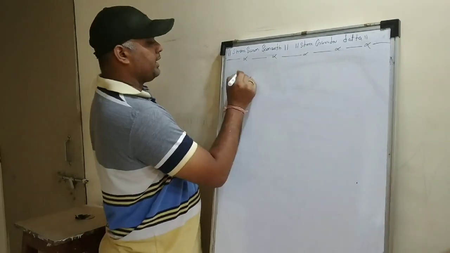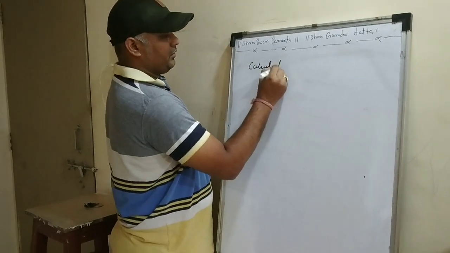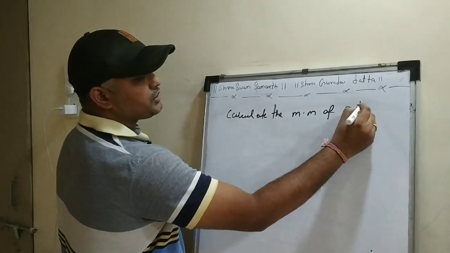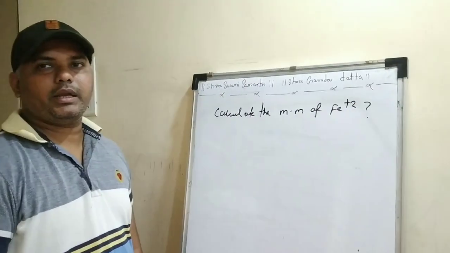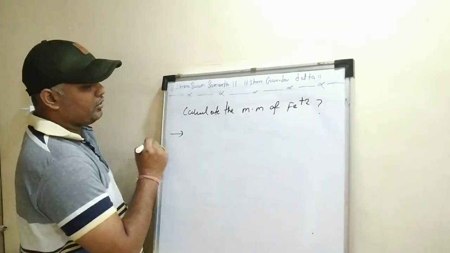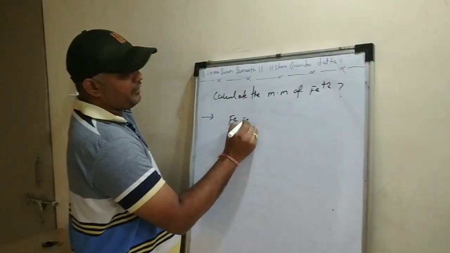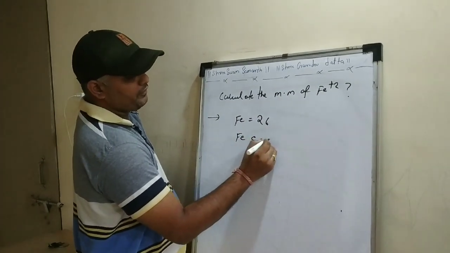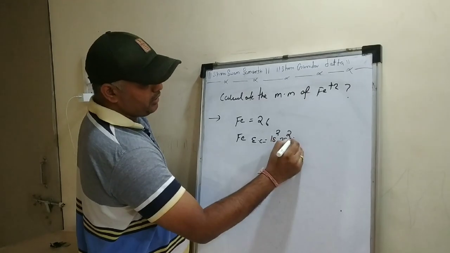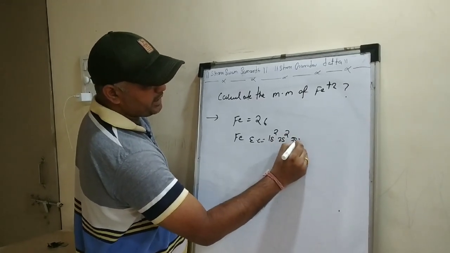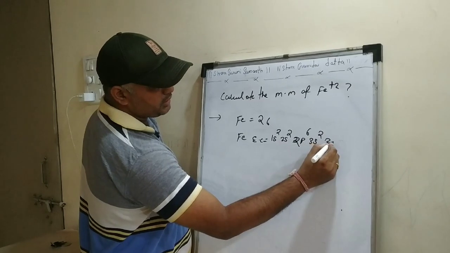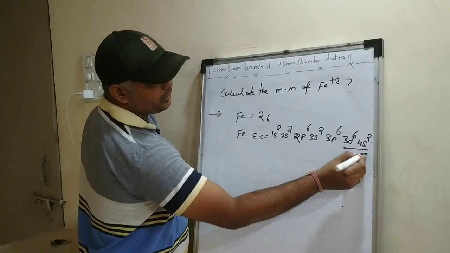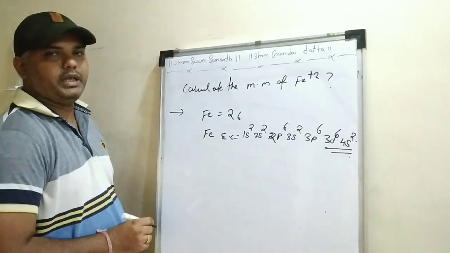The problem is: calculate the magnetic moment of Fe2+, right? We have to calculate the magnetic moment of Fe2+. Fe has an atomic number of 26. Electronic configuration of Fe: 1s2, 2s2, 2p6, 3s2, 3p6, 3d6, 4s2, right? As I told you, it has the configuration of 3d6 and 4s2.